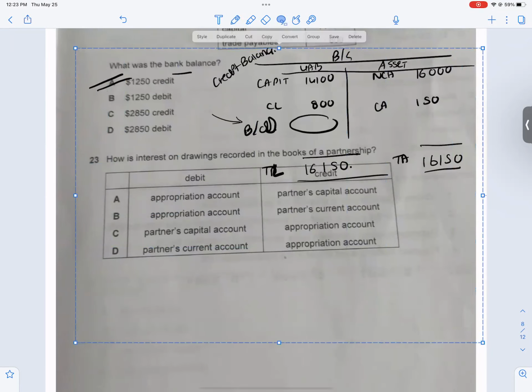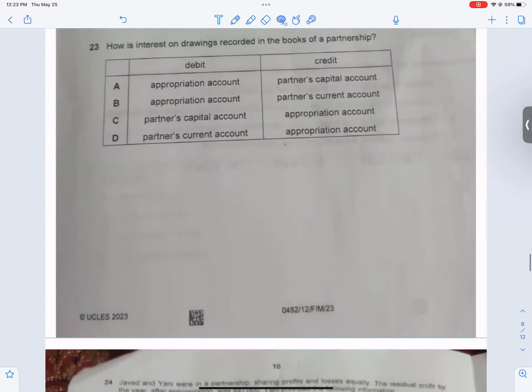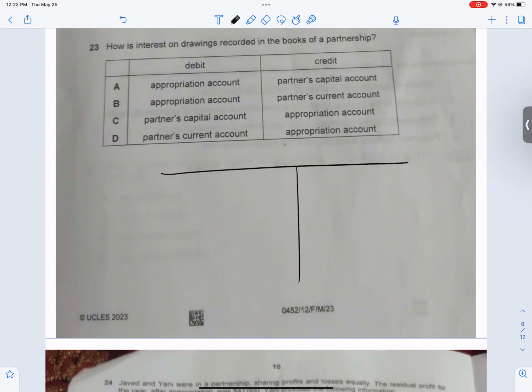Can we go to the next one? How is interest on drawings recorded in the books of a partnership? Interest on drawings will come in the partner's account, and in the appropriation account. Drawings come on the debit side, so interest on drawings will also come on the debit side. So if interest on drawings is debit, appropriation will be credit.